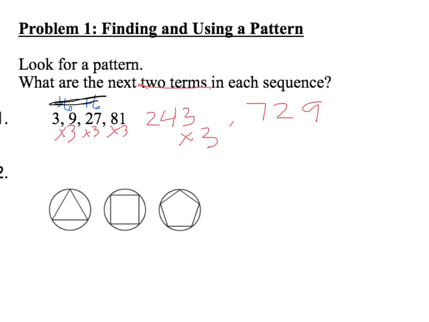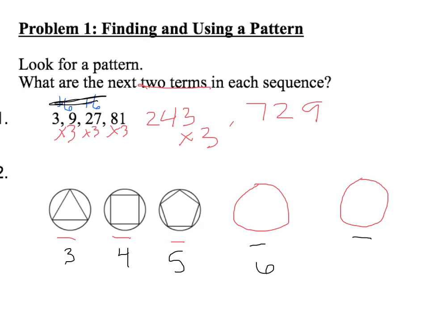Now if I look at the next pattern, well, first thing I notice is that each one of these 3 shapes all begin with a circle. So I'm going to make 2 circles. These are hand-drawn, so yes, they do not look like circles. And now I have to figure out what should go inside the circle. So if I look at the first one, that's a triangle that has 3 sides. And then it's a square that has 4 sides. Then it's a pentagon that has 5 sides. So I'm guessing my next 2 should have 6, then 7.